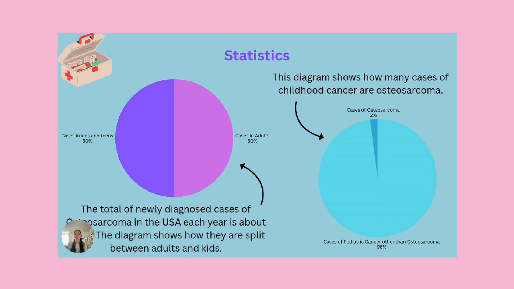And then on the diagram on the right, you can see how many cases of childhood cancer are osteosarcoma. So the whole thing is the cases of childhood cancer, and then in the darker shade of blue, you can see how many of those are osteosarcoma, and the lighter shade of blue is pediatric cancer with other cancers than osteosarcoma. So you can see that osteosarcoma makes up about 2% of pediatric cancer cases.